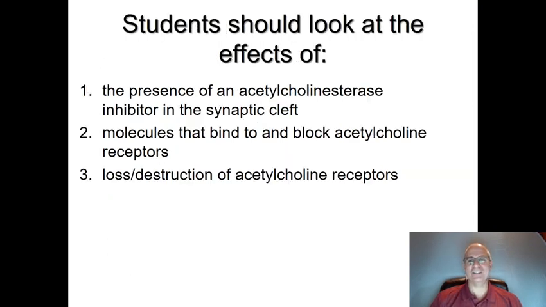All right, and a couple of other things you might want to look at for test number 2. Look at how the presence of an acetylcholinesterase inhibitor, so a chemical that would block the action of acetylcholinesterase, might influence what's going on at the neuromuscular junction. You might look at what happens to molecules that bind to and block acetylcholine receptors, and might want to look at what happens if you lose or destroy acetylcholine receptors, how that can influence what happens in muscle contractions.